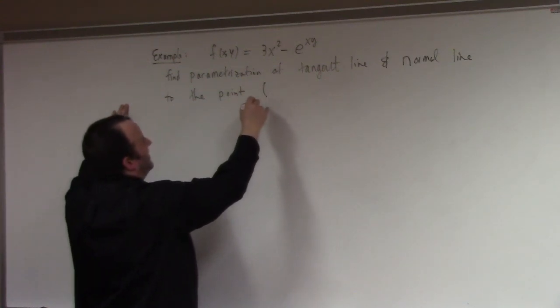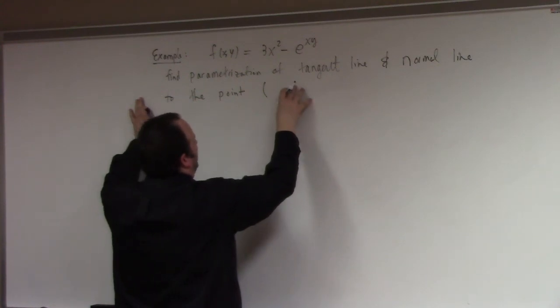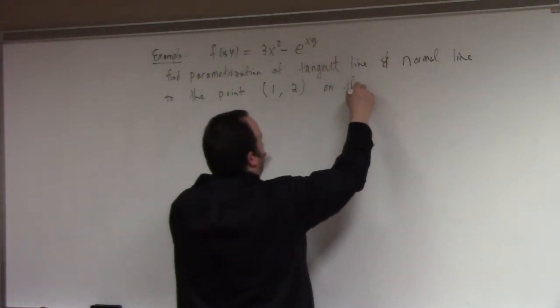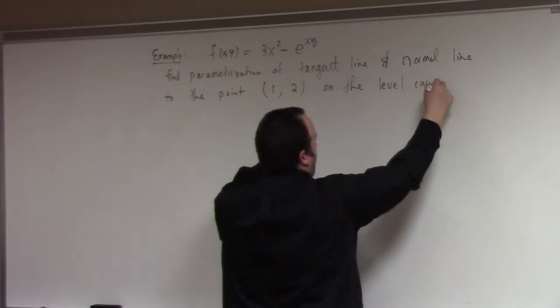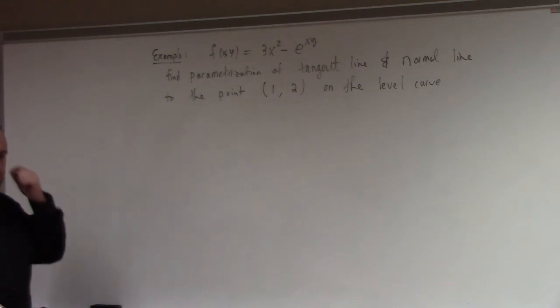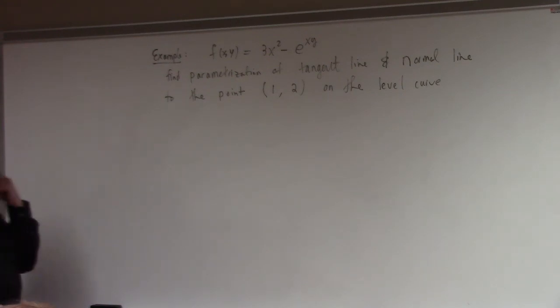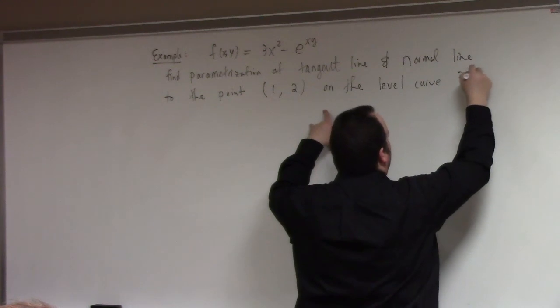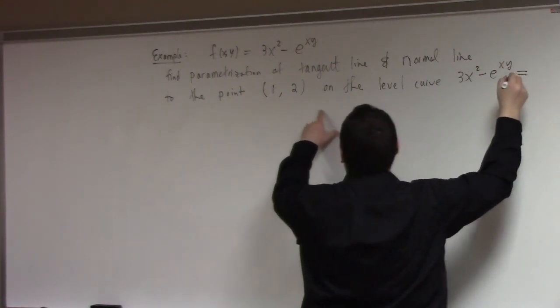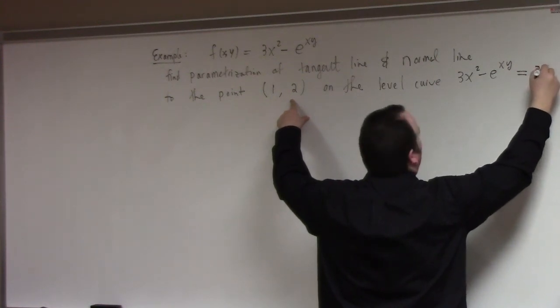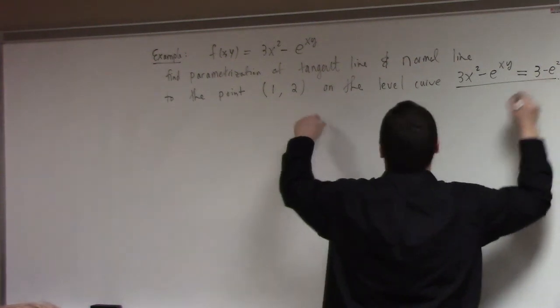let's see here, now I got to think of a point. Oh, I can pick any point. How about 1, 2 on the level curve? What level curve is that? If I tell you that 1, 2 is in a level curve of f, in a contour of f, how do I find which level that is? Yeah, just plug in that point. So the level curve is 3x squared minus e to the xy equals to what? Yeah, 3 minus e squared. Okay, great. So there's the question.